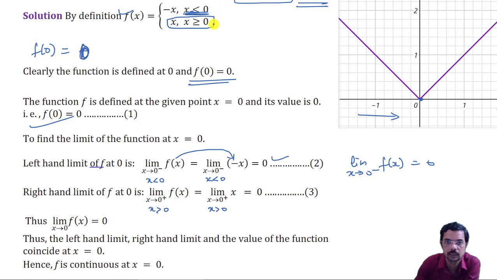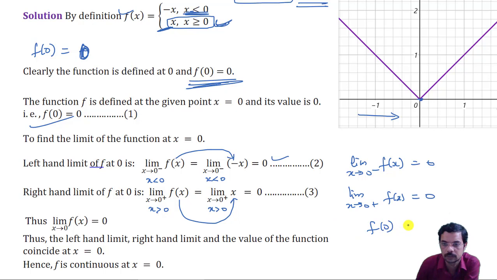When x is greater than 0, what happens? When x is greater than 0, it is this definition, that is f of x is equal to x. So f of x is replaced by the value of the function, that is x. Now you just put the value x equal to 0 and finally you get 0. So limit x tends to 0 from the right, f of x is equal to 0, also f of 0 is equal to 0.